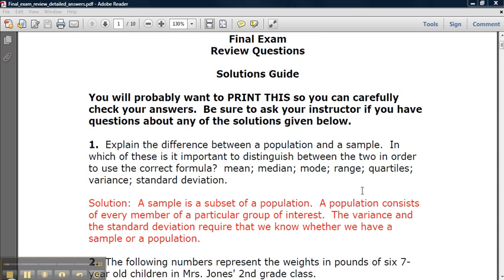The main thing again with this is the population is going to be your larger group that you're looking at. If you're looking at high school seniors, that will be your population. And if you want to take a sample, you could take a random sample of seniors, maybe 50. That will be your sample out of your entire population.